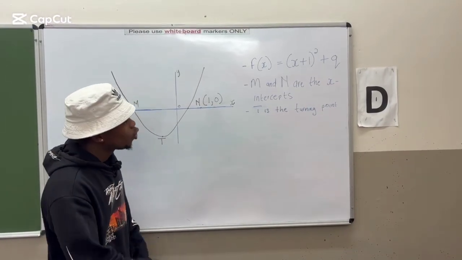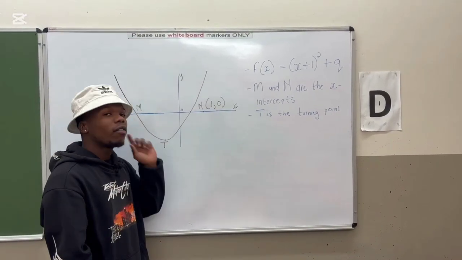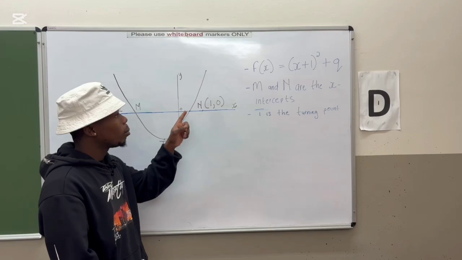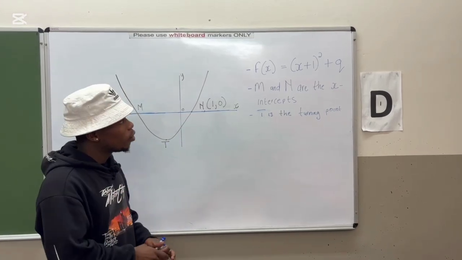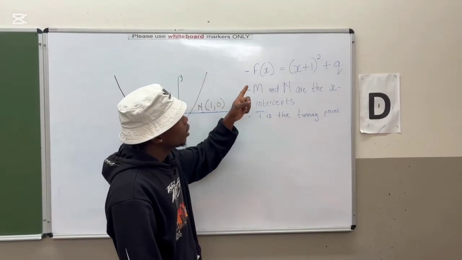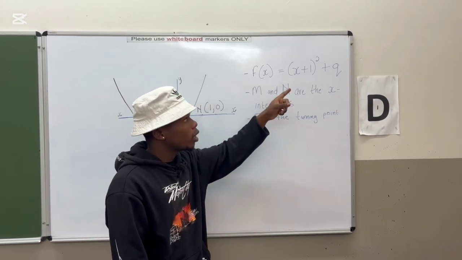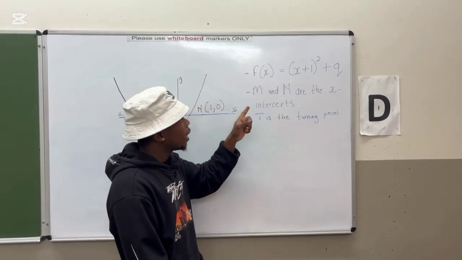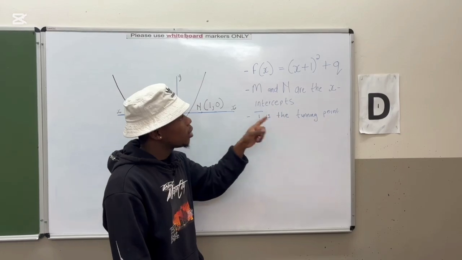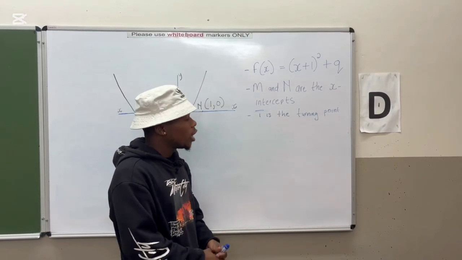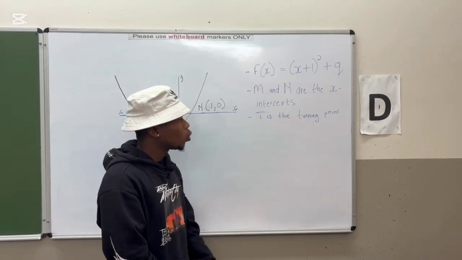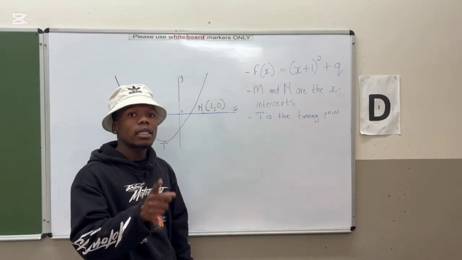Hi guys, so today's content is all about functions as we are given a parabola here. Now let's check the information that you are given. We are given that f of x is equal to (x plus 1) all squared plus q. And then m and n are the x-intercepts of our function. And then we have our turning point, which is point T.